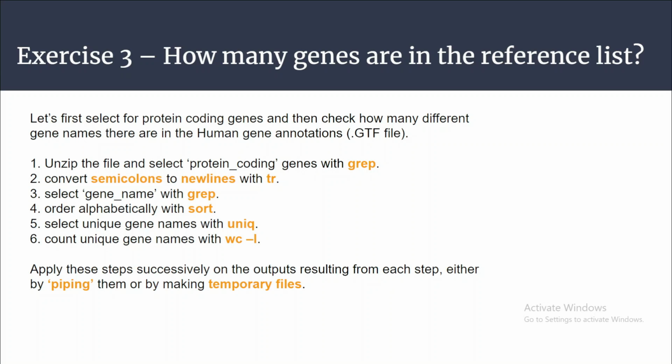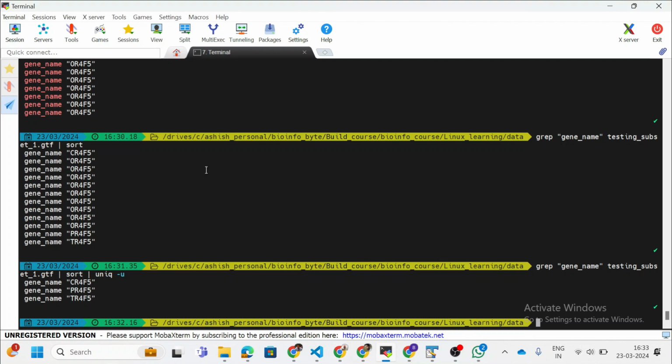So what I did, I converted all the semicolons to new lines. Then from that particular file, I fetched the gene name. Now I have a list of gene names that are there in the database. I sorted it with the sort command. Now my target is to find the unique genes, meaning genes occurring only once at a time. If you see, we have these gene names, so only these 3 genes are unique.